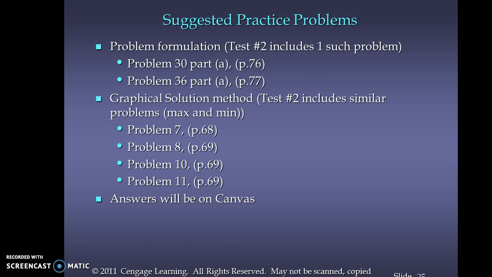We're going to have a graded assignment. And I'm going to put answers to all of these suggested practice problems out on Canvas. Problem formulation: again, we're going to have a problem here on test number 2. Try this. Try problem 30, try problem 36 on these pages in the textbook. Graphical solution method: again, try problems 7, 8, 10, and 11. I'll put the answers out on Canvas, but try them on your own first. See if you can develop the answers using the approach that I outlined in our lectures here.